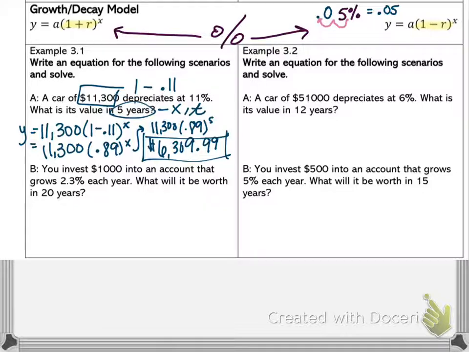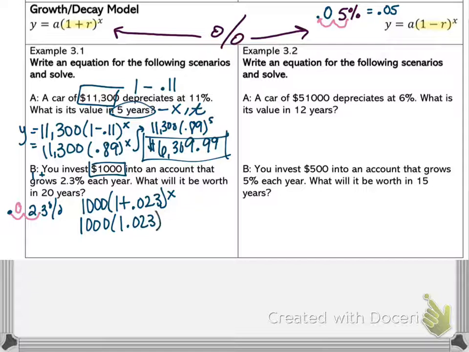All right. Part B, what if it is growing? If we have $1,000, so that's my a value. It grows, that's going to be adding to 1, 2.3%. All right, so remember, 2.3%, we take our decimal and go over to the left. Any other space that we have, we need to fill in with a 0. So if I plug into my equation, it should say 1,000 times 1 plus 0.023 raised to the x power. We can simplify that by making it 1.023 raised to the x power.